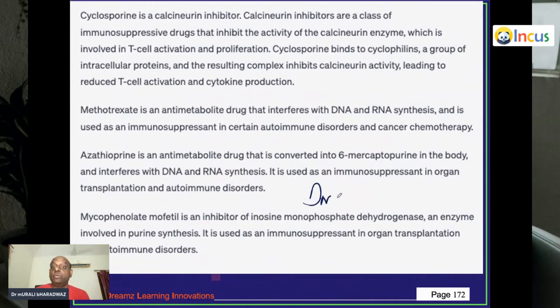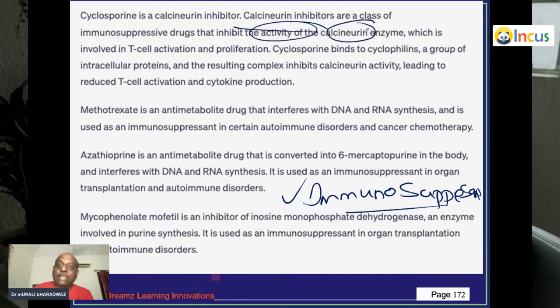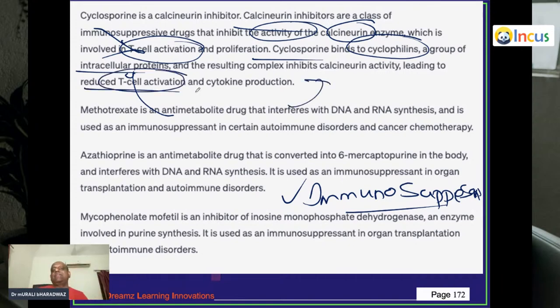Once more, doctor. Immunosuppressant drugs. Immunosuppressive therapy. One sure shot MCQ. So calcineurin inhibitors inhibit the activity of calcineurin, which is involved in T cell activation and proliferation. So cyclosporin binds to cyclophilins, which are a group of intracellular proteins, and inhibits calcineurin activity, which decreases T cell activation and cytokine production, and by that immunosuppression is achieved.